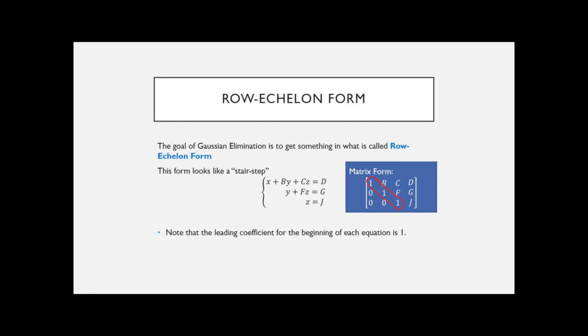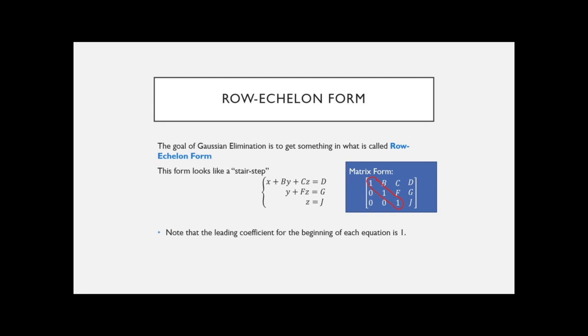It doesn't matter what the number is. So your goal is you're trying to get the leading term and the leading coefficient to be 1. You don't care what anything else is, and it forms this stair step, and in a matrix you just put zeros for those blank things. And we set it up this way because then it's really easy to substitute.